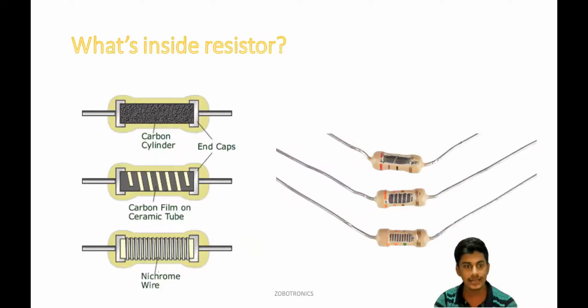So what's inside a resistor? What does the resistor actually contain? Here you can see how the resistor actually looks, and here you can see what's inside it. It has a carbon cylinder, and here it has end caps, and the second resistor has carbon film on a ceramic tube. Here you can see the carbon films, and here it has nichrome wire. So there are different types of resistors like these.